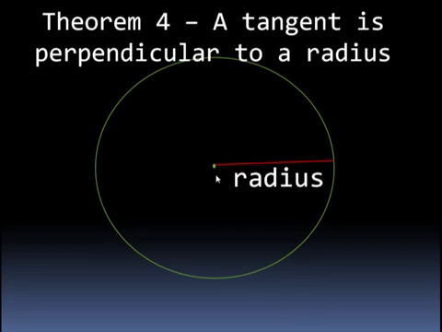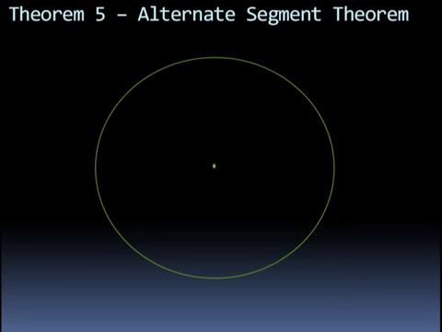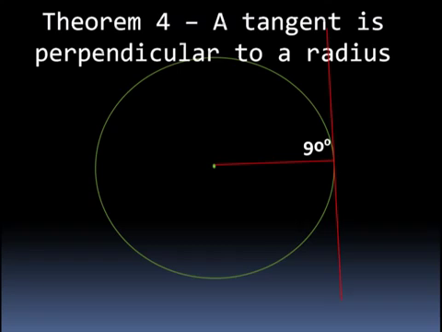So here we have the radius from the center to the circumference. That's a radius. Okay, and there is the tangent that meets this radius. And since they're perpendicular, then the angle formed between them will be, of course, 90 degrees. That was a simple one. Okay, just to make sure you understood that before we move on.